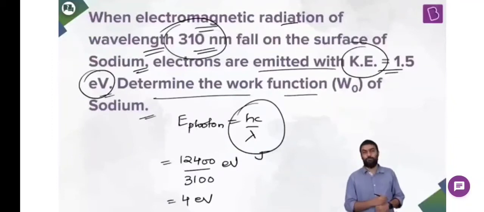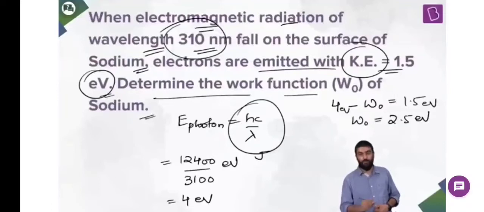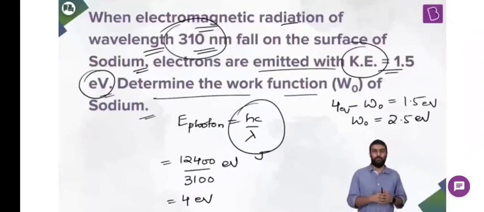4 electron volts, right? Now 4 electron volts were provided. Out of that, some was the work function, the remainder was the kinetic energy. So you can easily find out that the work function essentially was equal to 2.5 electron volts. Perfect, right? And this is a clear application of the units.